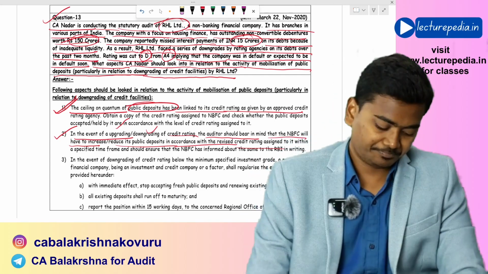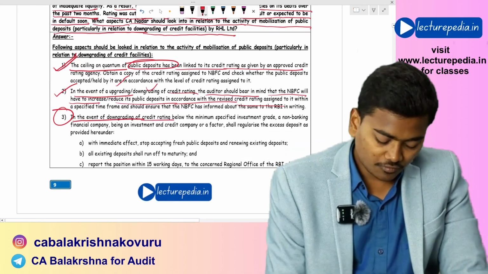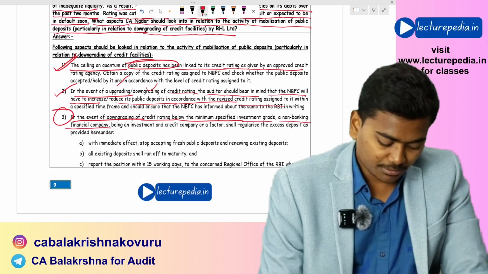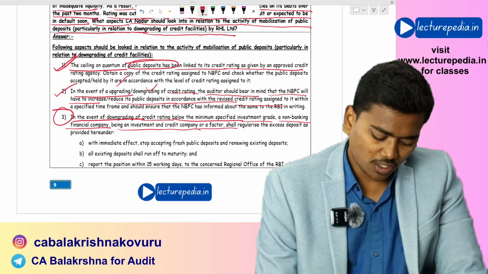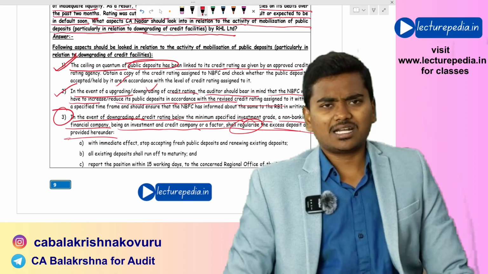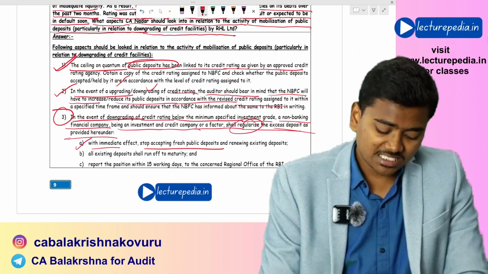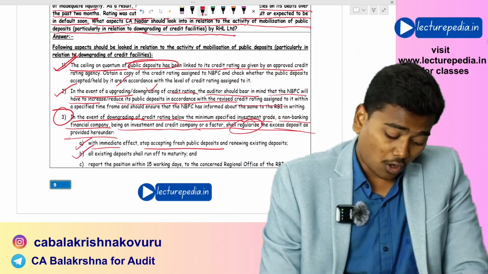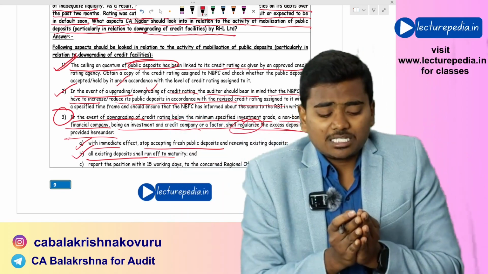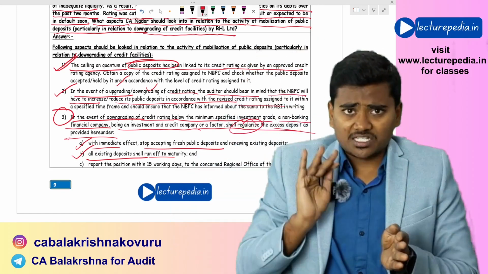Okay, now this is the main point. In the event of downgrading of credit rating below the minimum specified investment grade, a non-banking financial company, being an investment and credit company or a factor, shall regularize the excess deposits as provided hereunder. How can it regularize? With immediate effect, stop accepting fresh public deposits, and all the existing deposits shall run till maturity. That means all the existing deposits, you don't disturb them, they will run till the maturity, but you don't accept fresh deposits.